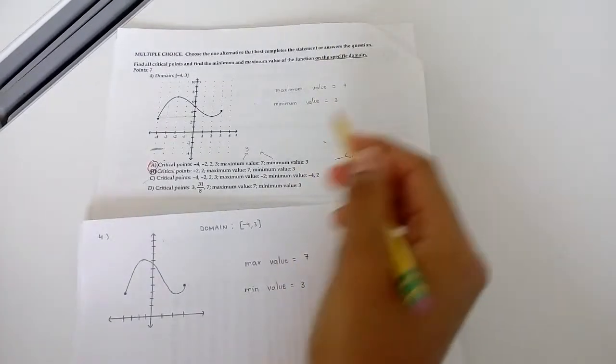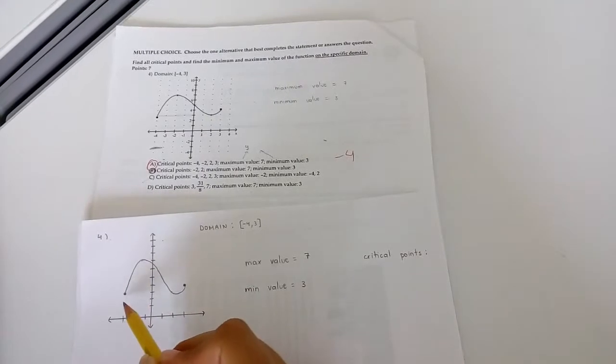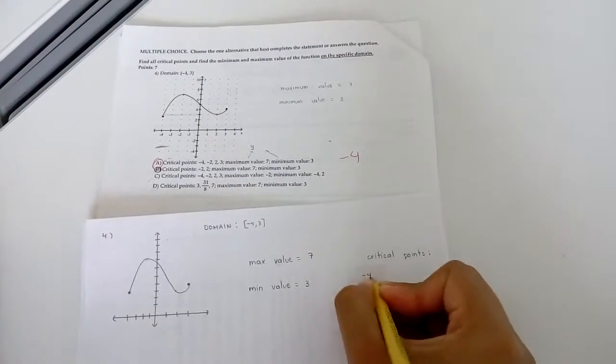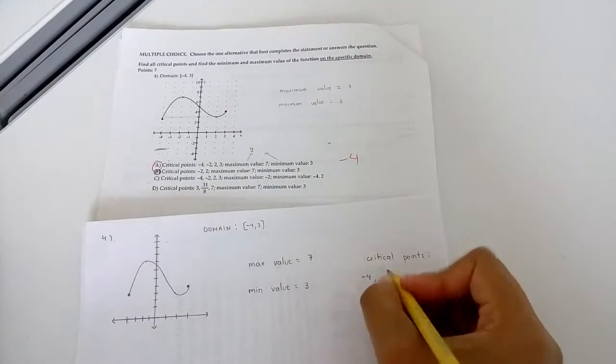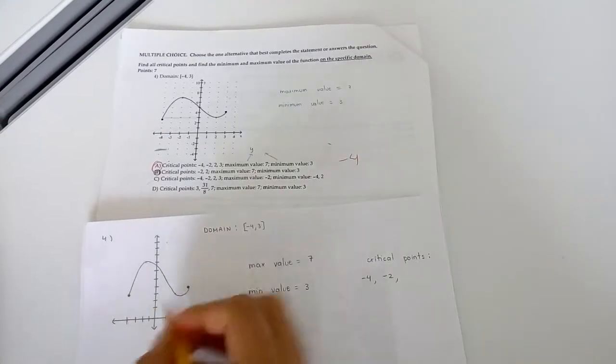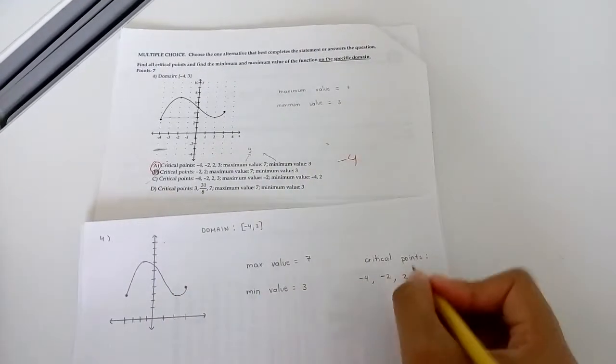And that I got right, but what I got wrong was the critical points, and it was very easy to see that the critical points were -4, which is on the x-axis, then -2, 2, and 3.